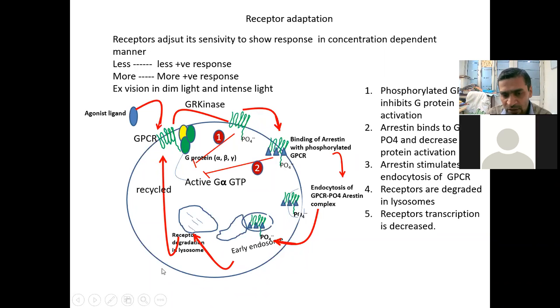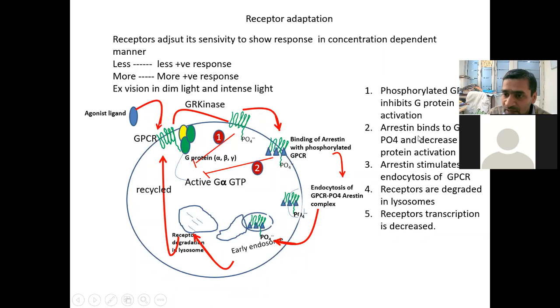So the entire story, the whole story can be explained in terms of these 5 steps. So what are these 5 steps operating during adaptation of the receptors? That is, phosphorylated GPCRs inhibit G protein activation. So when we said that the GPCRs are phosphorylated, it is not only degraded itself, but it also inhibits the activated G proteins. So the G protein, after activation, has to activate the signaling cascade, and this is also inhibited by these phosphorylated GPCRs.